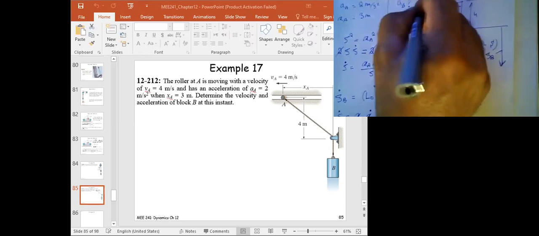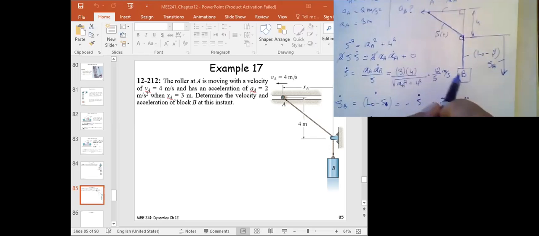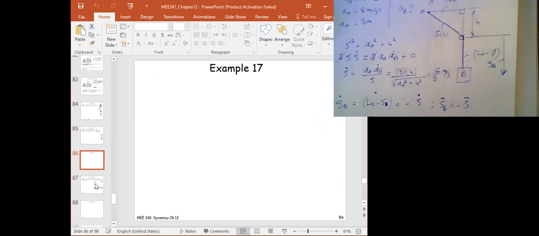So if this line is actually coming toward this direction, meaning that S is increasing, then the velocity that I would be getting for B is going to be negative, right? Which all makes sense. All right, guys, so that is this problem.